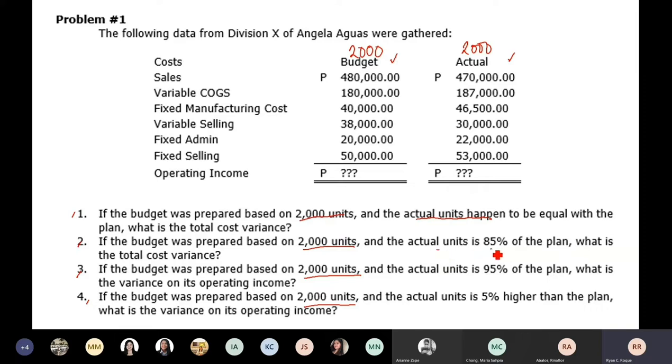Pero sa number 2, the actual units, 85% of the plan. So ibig sabihin, in number 2, 1,700 units lang ang actual natin. So in that case, we have to prepare flexible budget based on 1,700 units. In number 3, 95%, so that's 1,900. So gagawa ulit tayo ng flexible budget para sa 1,900. The number 4 is 5% higher than the plan. So at this point, ilan to? 2,100. Gagawa ulit tayo ng flexible budget. Dito, hindi na kailangan gumawa ng flexible budget simply because the actual units happen to be equal with the plan. Okay? Gagawa lang ng flexible budget pag hindi equal yung actual with your plan.